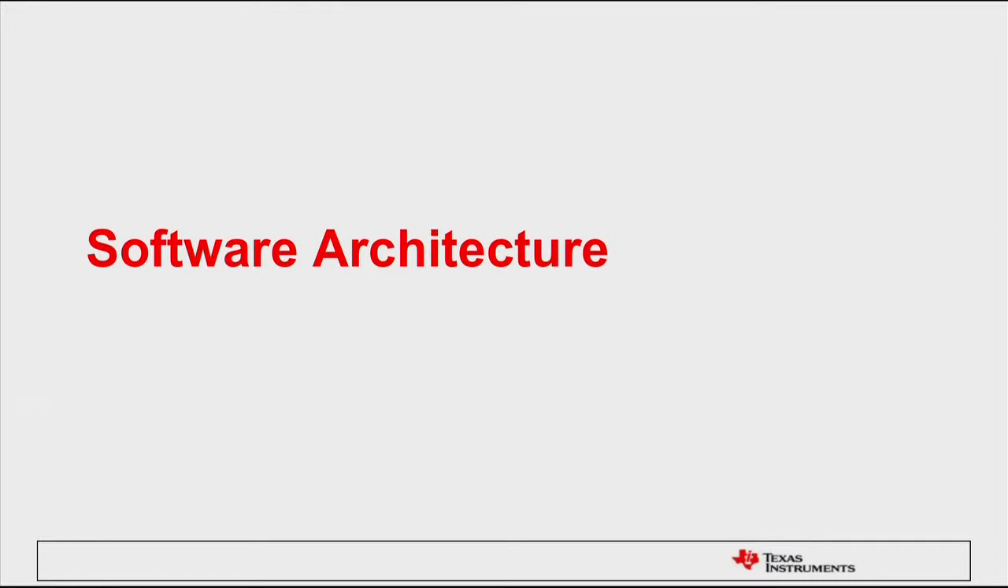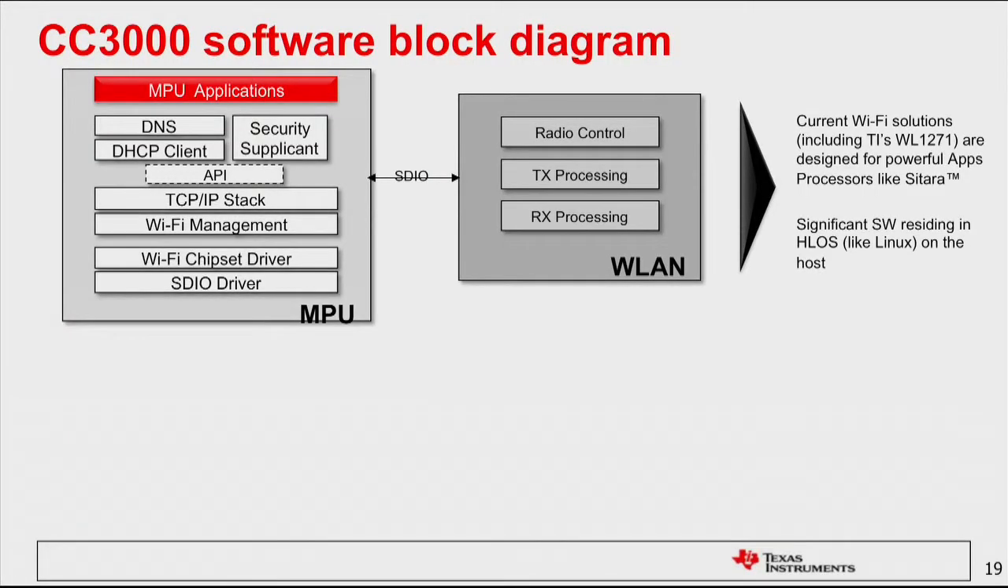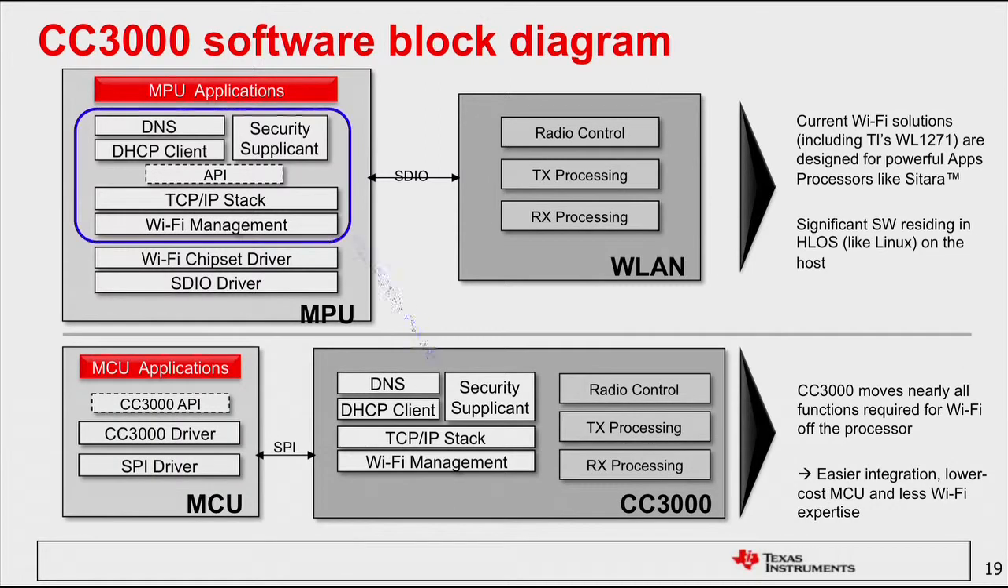All right, let's start talking about software architecture. Let's go through this a little bit, kind of where things are coming from and some of the other Wi-Fi implementations and where we're looking at it from a CC3000 perspective. So let's start here. This is kind of a picture of a more traditional Wi-Fi solution where you're going to have a larger MPU like a Sitara solution, where your stack, your TCP/IP, your Wi-Fi management, all those things are going to be on the MPU itself. This is typically a system where you're running Linux or some kind of high-level OS.